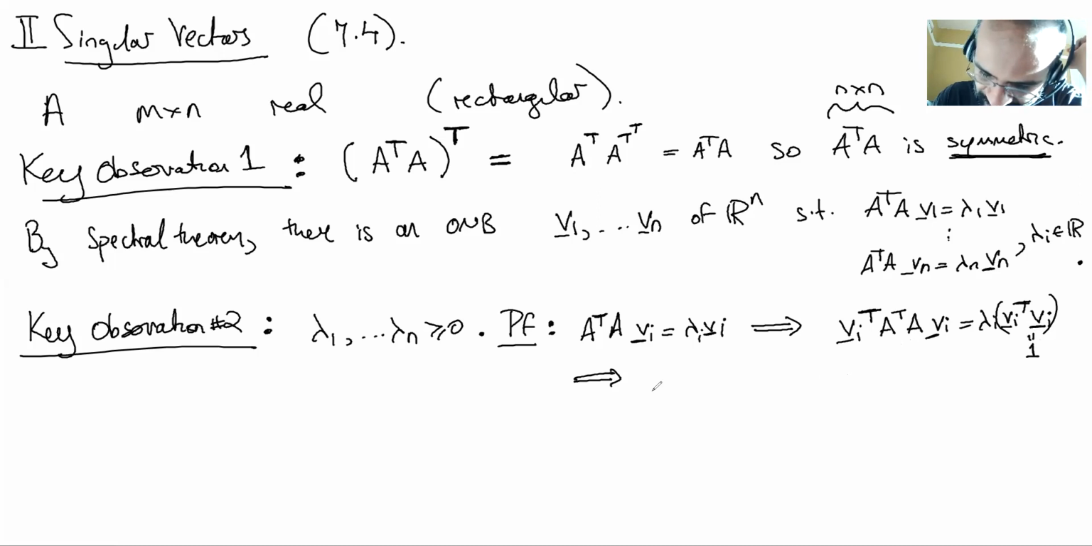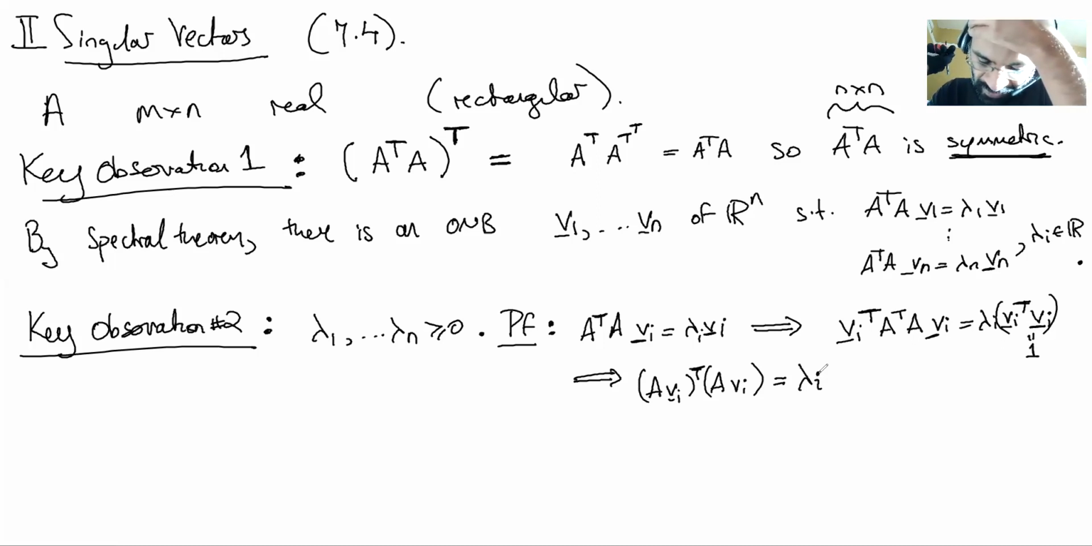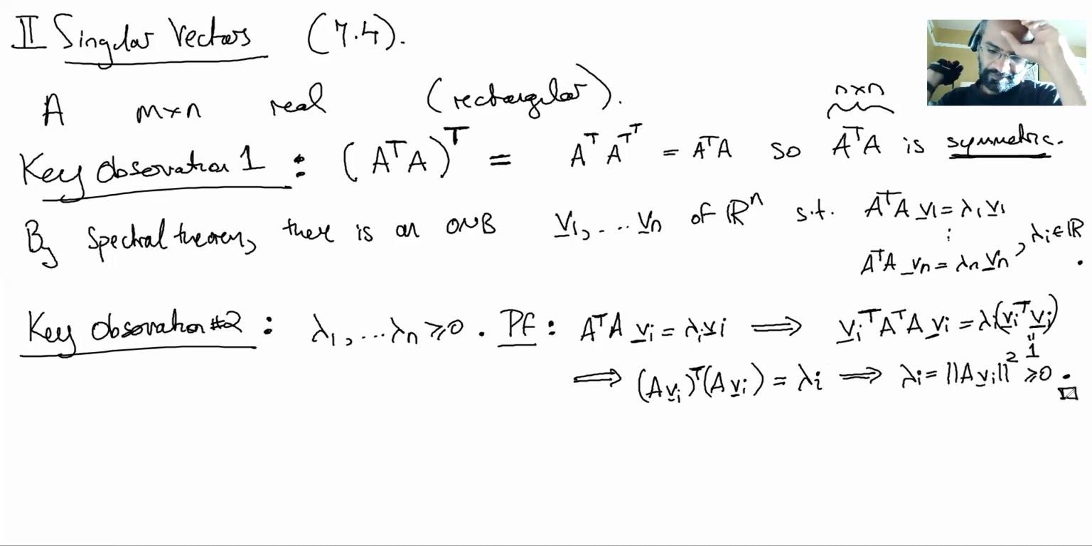And what about the left-hand side? I'm going to do a sneaky trick. I'm going to write that as A Vi, the whole transpose, times A Vi. Equals lambda i. What happens when you take a vector and take a dot product with itself? It's the length squared. So this implies lambda i equals the norm of A Vi squared, which is non-negative. So that's the proof of key observation 2. It's a sneaky little trick: the special form of this matrix, that it can be written as A transpose A, implies that all the eigenvalues have to be non-negative. They could be 0, but they can't be negative. Any questions about key observation number 2?